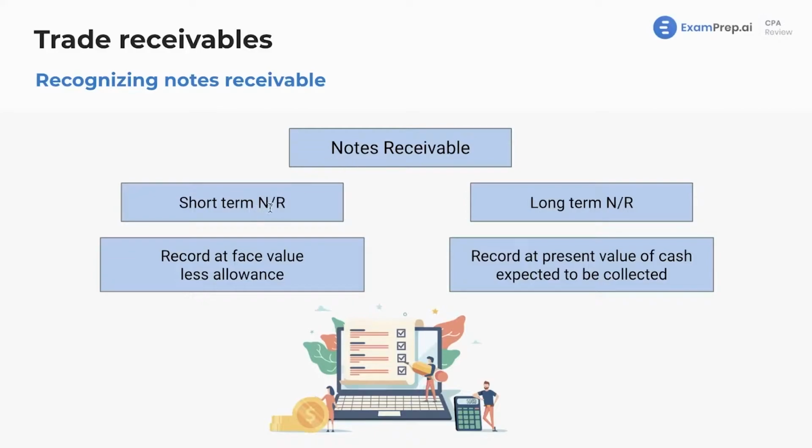So short term notes receivable, long term notes receivable. As short term, we record at face value, less allowance for doubtful. Long-term notes receivable record at present value of cash expected to be collected. Kind of more like a bond treatment, rather than an AR treatment. That's all this is saying.